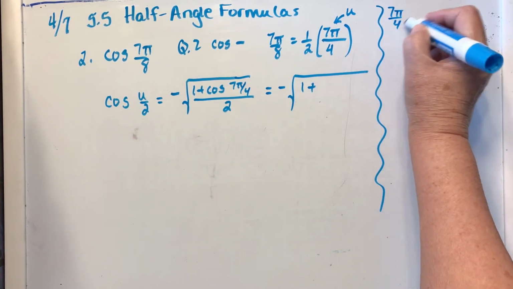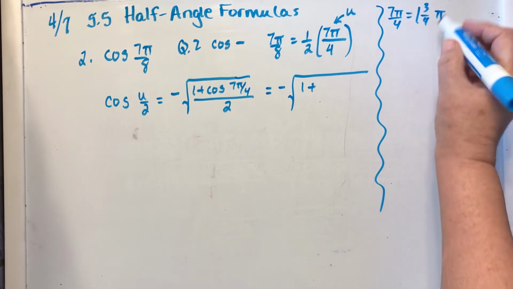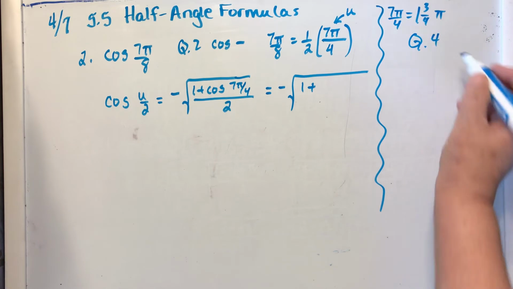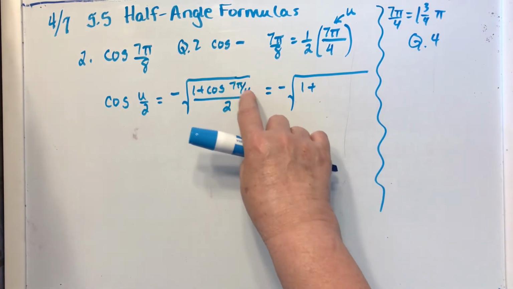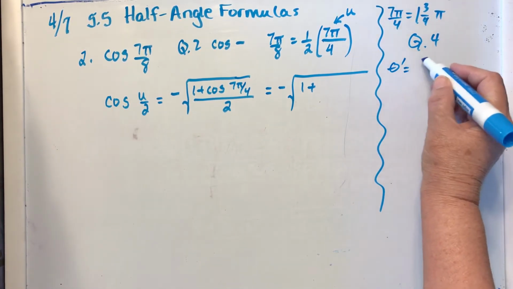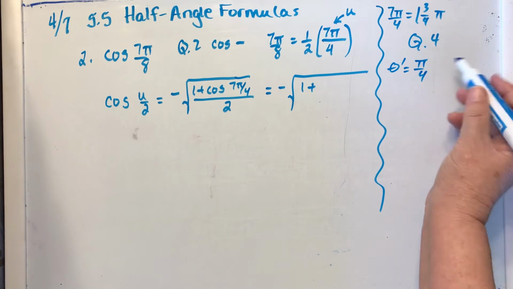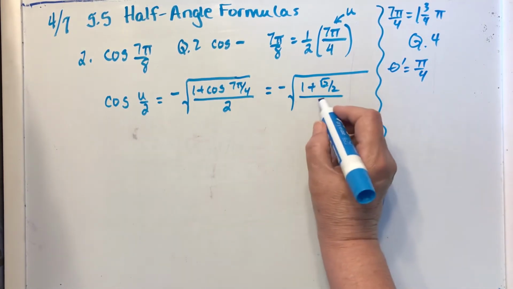So 7 pi over 4, I can write that as 1 3/4 pi. That just tells us that it is in quadrant 4. In quadrant 4, cosine is positive. So the cosine of 7 pi over 4 is going to be a positive number. Our reference angle is pi over 4. So the cosine of pi over 4 is square root of 2 over 2. And then it's all over 2.